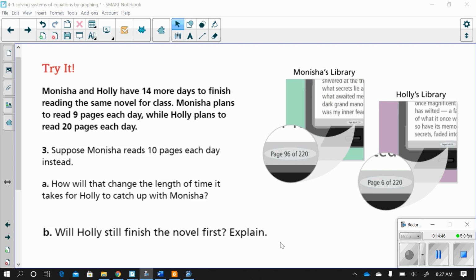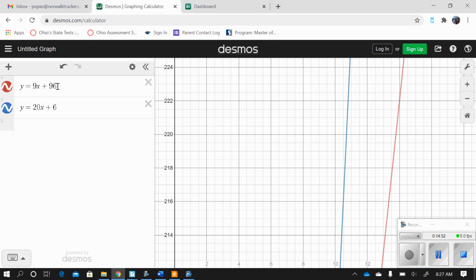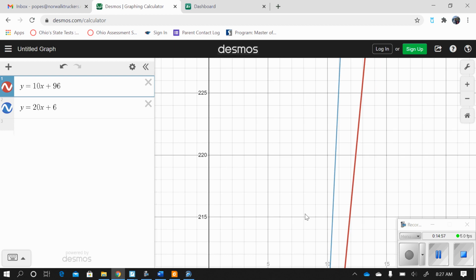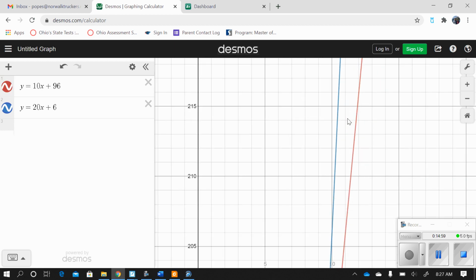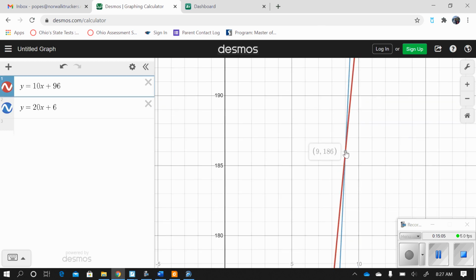So I'm going to go straight back to Desmos and change that 9 to a 10. And let's see what happens. Change the 9 to a 10. So let's see, when do they meet up? Let's keep scrolling. Keep dragging down. Somewhere in here. Oh, there it is. So if she reads 10 pages a day, she's going to finish the book in 9 days. And they'll meet in 9 days, and they'll both be on page 186.